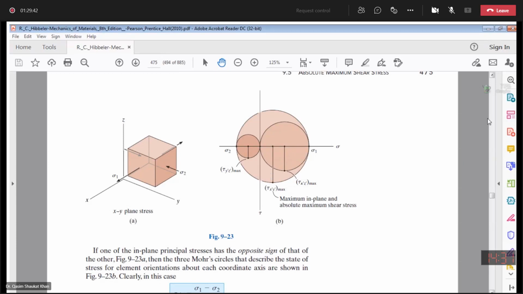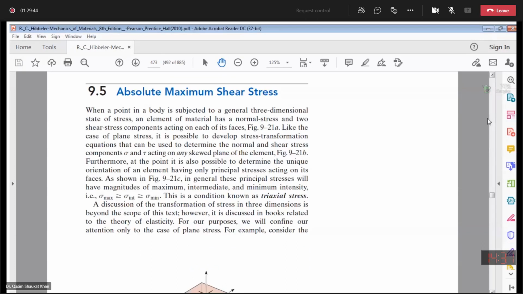If there are no questions, then let me repeat it, because there are a few things. When a point in a body is subjected to a three-dimensional state of stress, an element of material has a normal stress and two shear stress components acting on each of the faces. On the x face, you have sigma x, tau xy and tau xz. On the y face, you have sigma y, tau yx and tau yz. On the z face, you have sigma z, tau zx and tau zy.